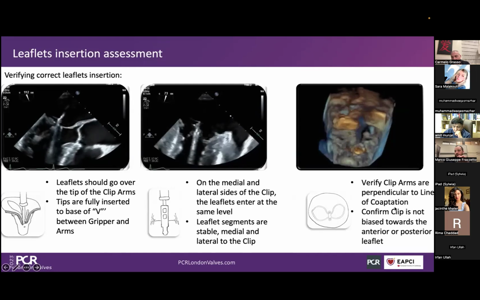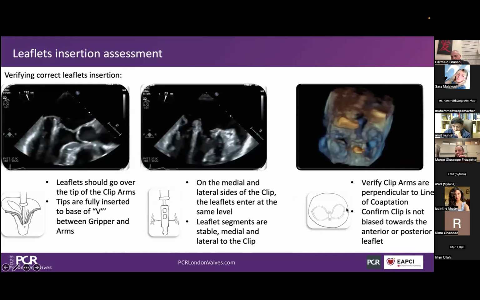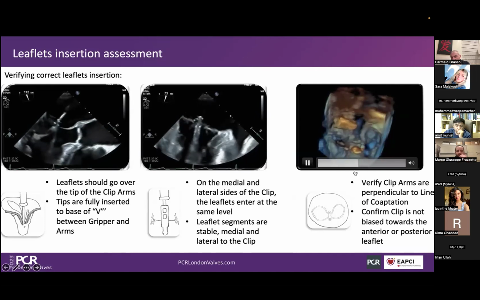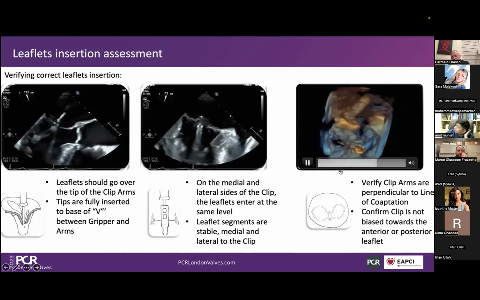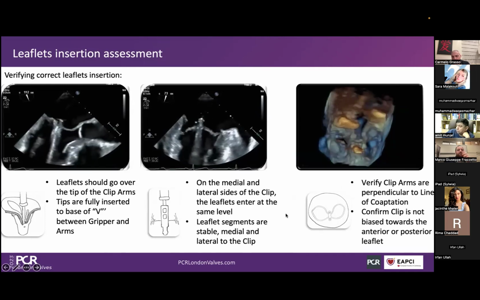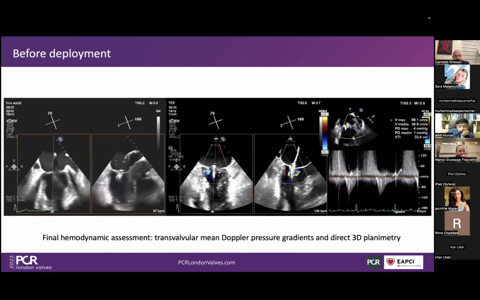And you can verify the orientation of the clip. When you do end-phase 3D reconstruction, you can see still the orientation. You can check again the orientation of the clip and the formation of the double orifice that is typical, of course, of the edge-to-edge technique.